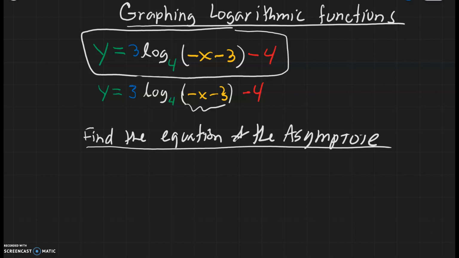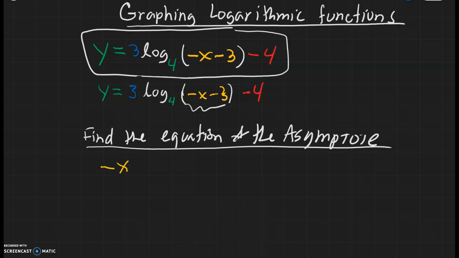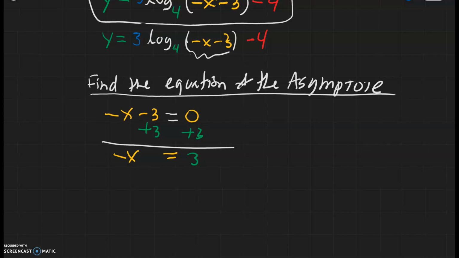So what we want to do is take that quantity, whatever's inside the parentheses, and make it equal to 0. So we have negative x minus 3 is equal to 0. We just simply solve for x here. I'll go ahead and add 3 to both sides, and that's going to give me negative x is equal to 3. However, I want the x to be positive, so I'm going to have to multiply by negative 1. And that's going to give me the positive x I want.